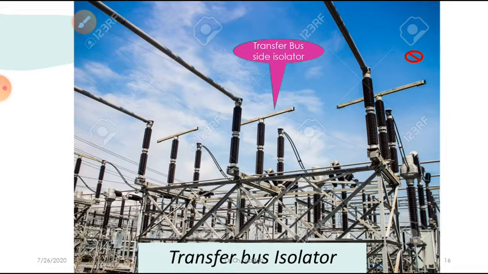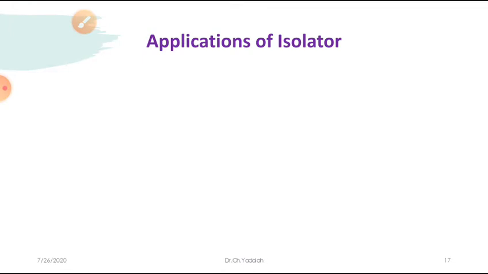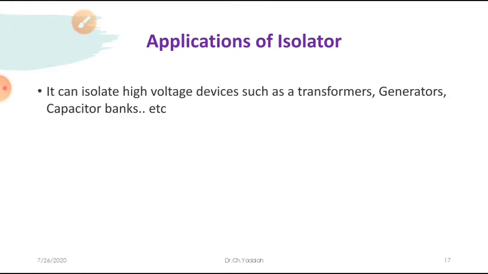Now we have seen the different types of isolators, and where these isolators are generally used in our power system and distribution system. Now let us see the applications of isolators. First, it can isolate high voltage devices such as transformers, generators, capacitor banks, etc. So for isolation purposes we are going to use these isolators.